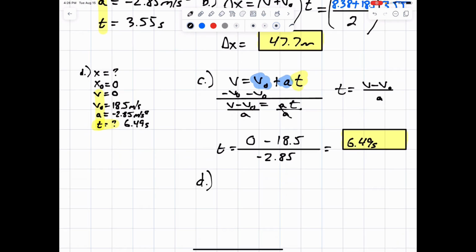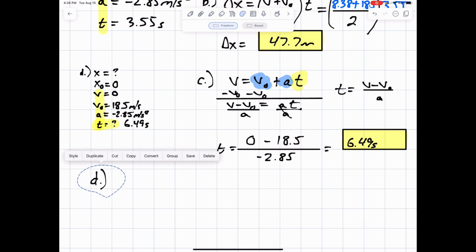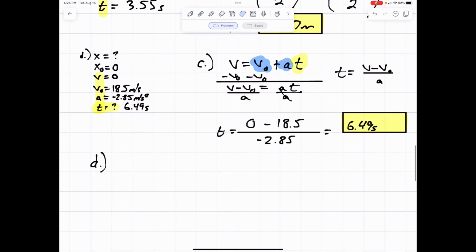Okay, part D, and I'm just going to squeeze this on over here. I'll write it over here. So part D, there's two ways we can go about getting that done, and I'll walk you through two different ways. If I use equation number 9, which is x equals x naught plus v naught t plus 1/2 a t squared, it's not a bad idea because it's already solved for x. You just got to plug in.